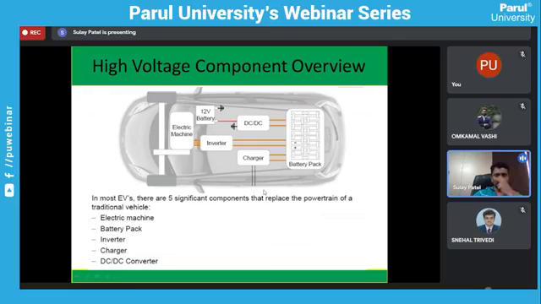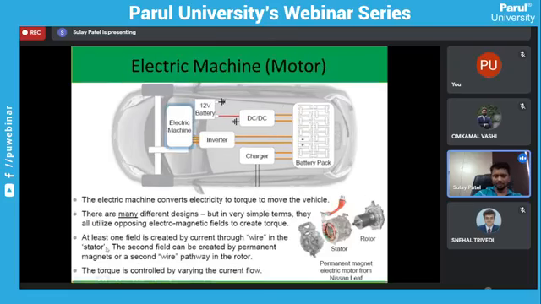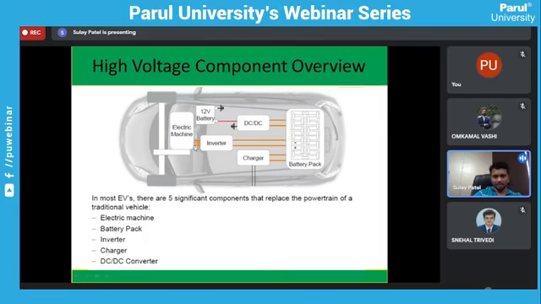Now let us get a brief idea about the high voltage components of electric vehicles. The high voltage components mainly consist of electric machines, meaning electric motor or generator, then battery pack, inverter, charger, and DC to DC converter. So here you will find the electric motor. This is the inverter, which converts DC to AC.